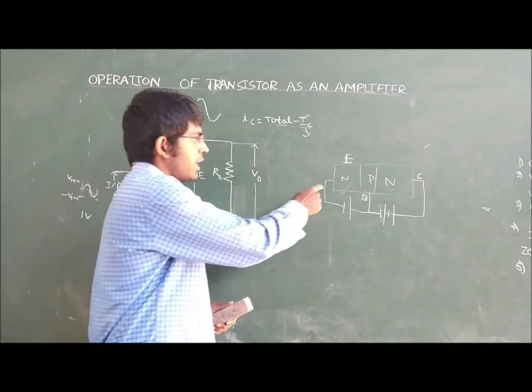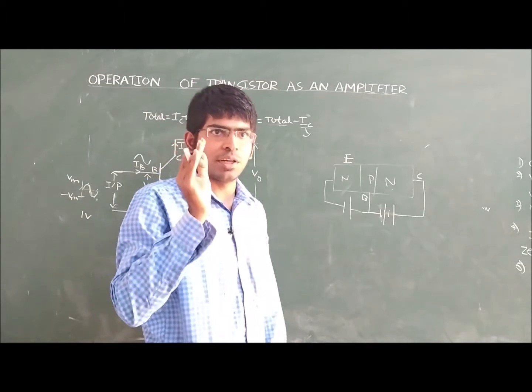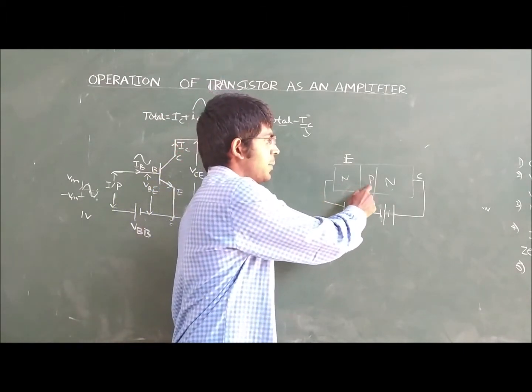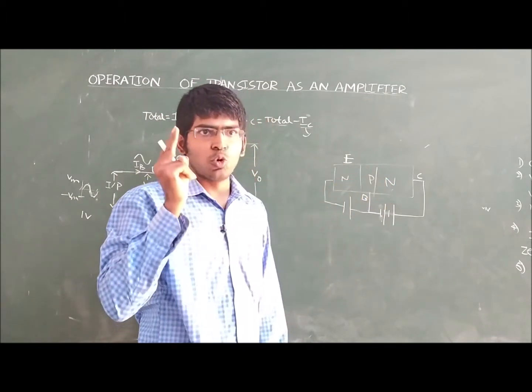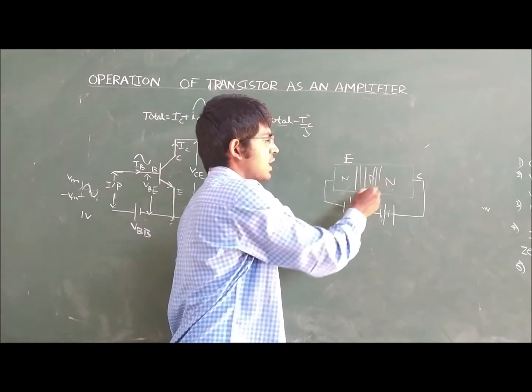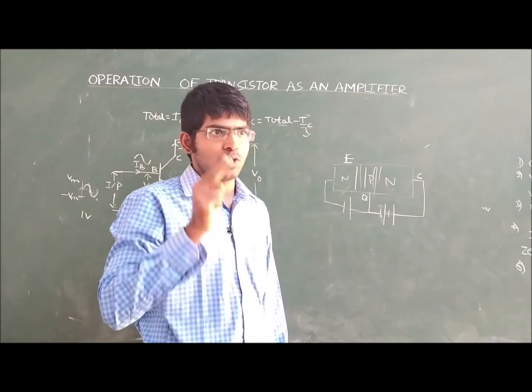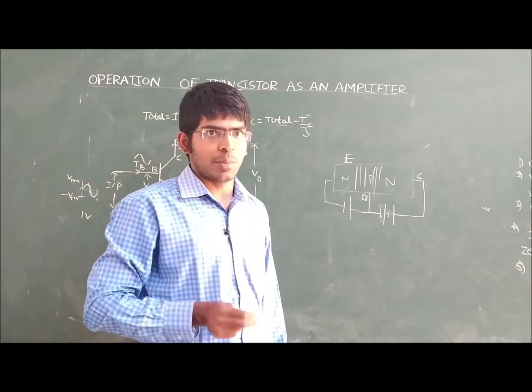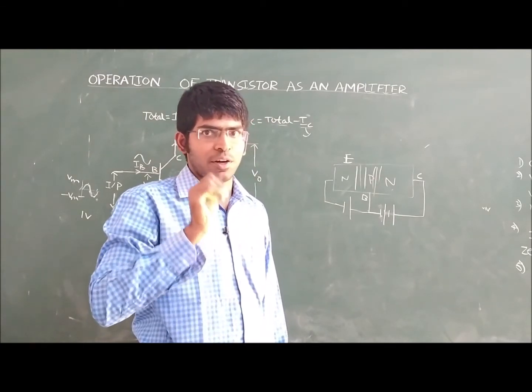Because if we take the NPN transistor, we have 3 regions: emitter, base and collector. We have 2 PN junctions. One is the emitter base junction and the second one is the collector base junction. These 2 junctions of the transistor can be biased in 4 different ways.